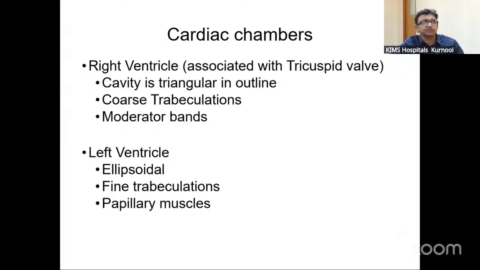Regarding the cardiac chambers, the right ventricle is associated with the tricuspid valve, as we mentioned in the previous slide. The cavity is triangular in outline with coarse trabeculations and moderator bands, while the left ventricle is ellipsoidal with fine trabeculations and papillary muscles. So it's important to know where your right and left ventricles are. That helps us to decide whether there is AV concordance or not.